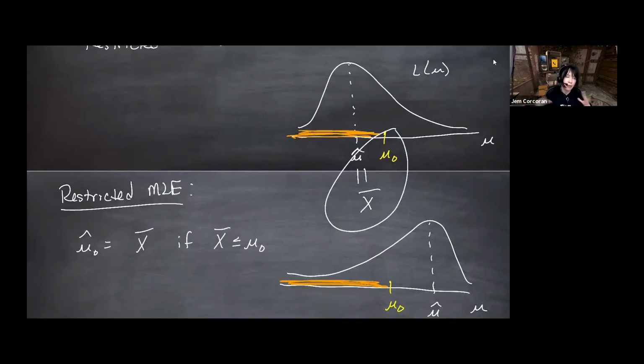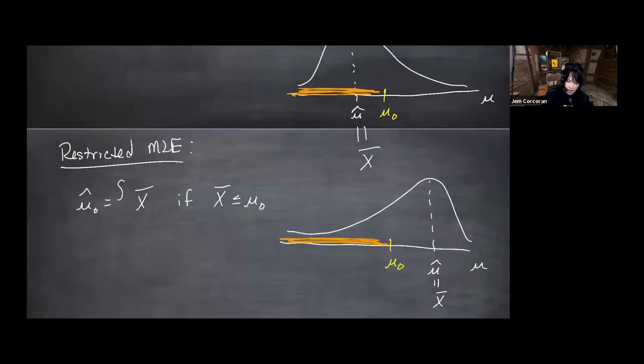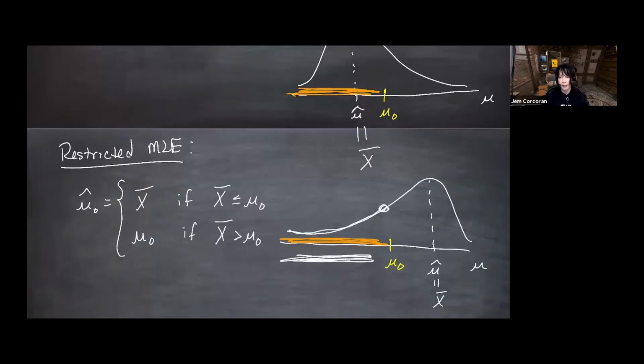And I also am kind of banking on the fact that we know, at least we've claimed, that the MLE exists and is unique. So we have to be increasing on one side of it and decreasing on the other side of it. Okay, so to finish the restricted MLE off, I'll put a bracket here. It's actually mu zero if X bar is greater than mu zero, because in this case, if you're looking at the orange stuff over here, the maximum over this region occurs right at that endpoint.